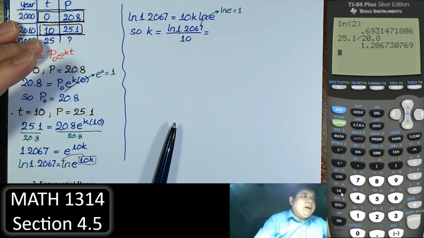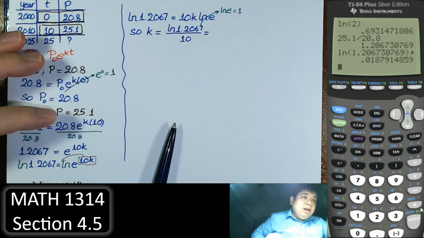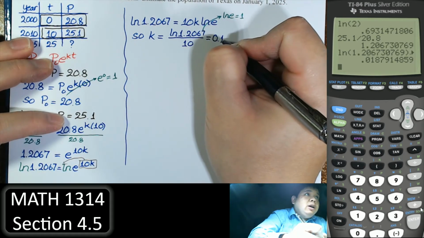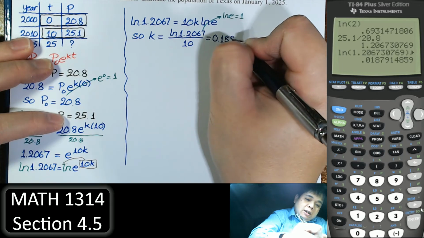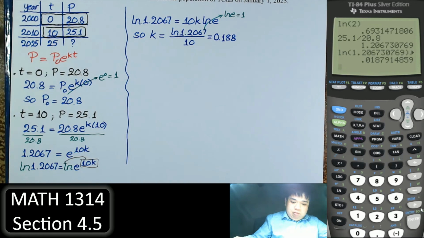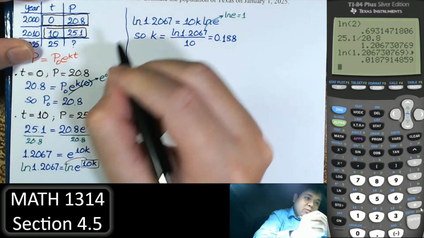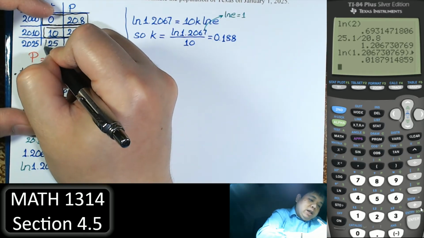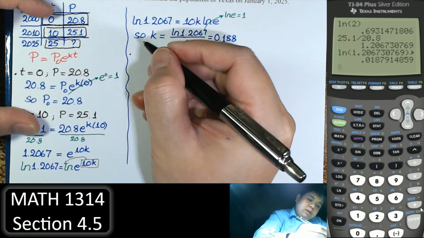So once again, I take ln of the whole number, about 10 decimal places, divide by 10. I'm going to keep this number on the calculator, but I'm just going to write 0.188. We're not going to write all the decimal places like the calculator. So next, when t equals 25, what is the population?